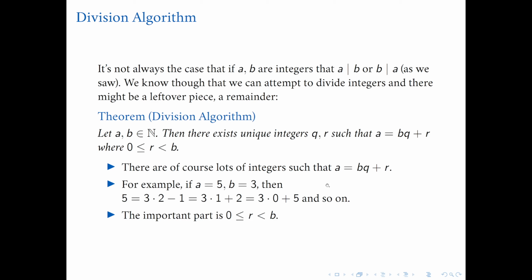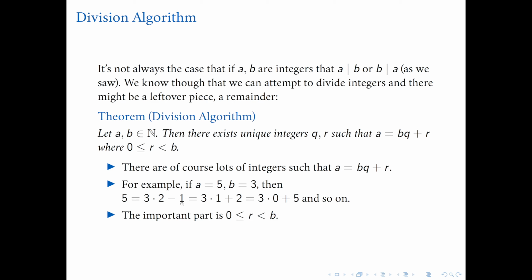And we know, for example, that there could be lots of q's and r's that work. So here's a couple of examples. 5 we can write as 3 times 2 minus 1. We can also write it as 3 times 1 plus 2. We can also write it as 3 times 0 plus 5. So there's lots of different ways of writing it.